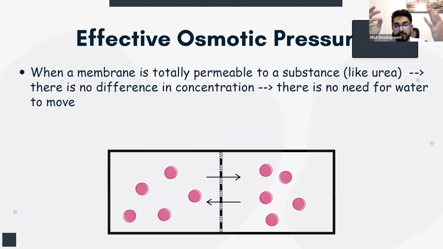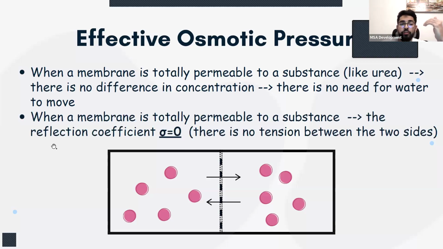Okay? And in this case, there is no need for water to move. And bringing back the tension example, there is no tension between the two sides. The tension is 0. And in that case, there is no tension, and therefore the reflection coefficient equals 0.